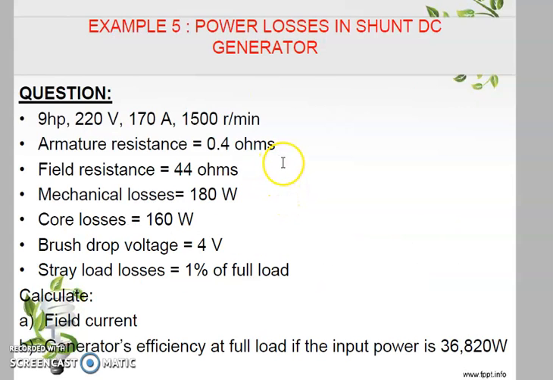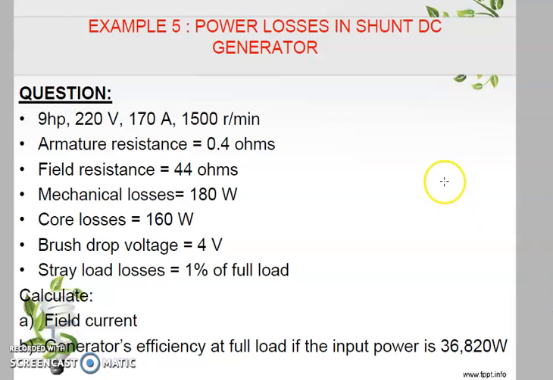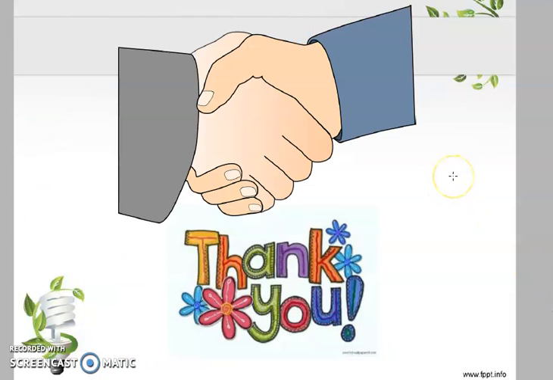So you continue with this question. For example, a 9 horsepower, 220 volt terminal voltage generator. This is the expected output at full load. So this is the rated rotation. All the elements are given. So what you have to do is transfer all the data into the circuit, then find out what is the field current. Then find the generator efficiency at full load if the input power is 36 kilowatt.